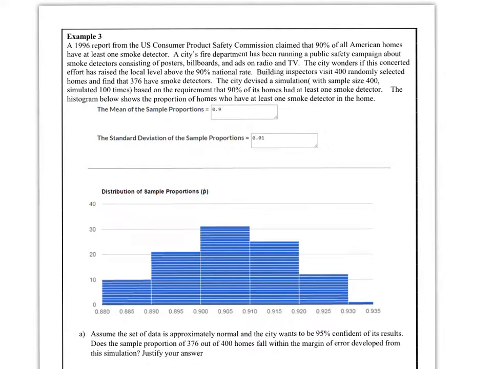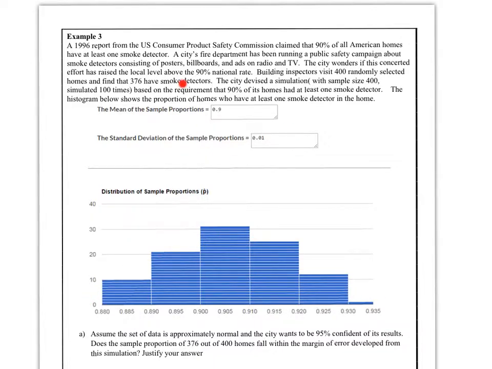What could it fall within? So what are the bounds? Well, we already know that. We know how to do that. So the idea is we're going to do a 95% confidence interval for a sample mean of 0.9 with a standard deviation of 0.01. So here is our simulation.